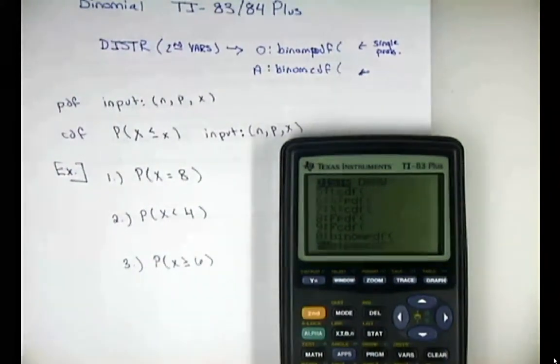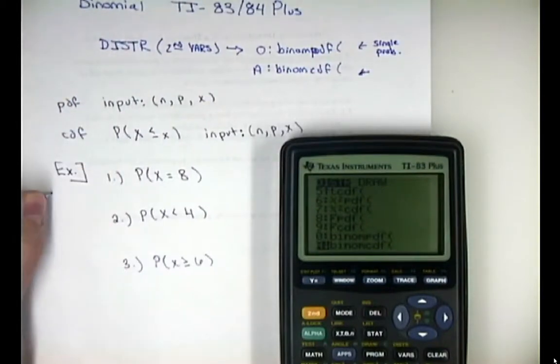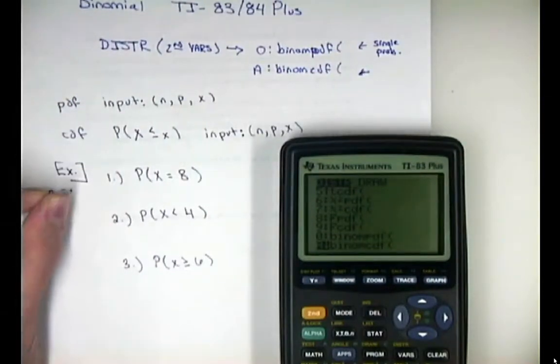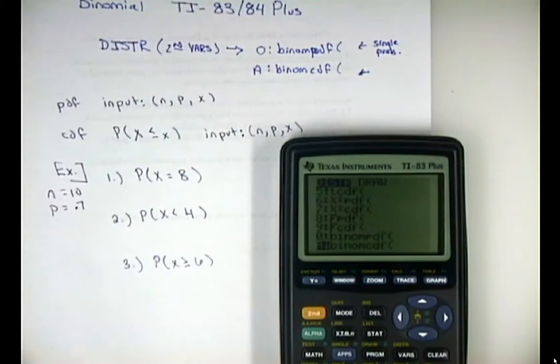Let's just work on an example, and let's say that n is 10 and p, the probability of success, is 0.7. Okay, this is like the example that we did in the notes. So let's assume that we want to find the probability that x equals 8. 8 good items, right?